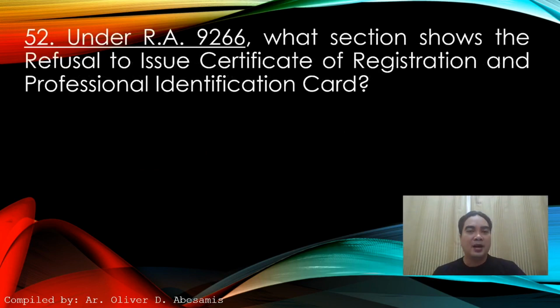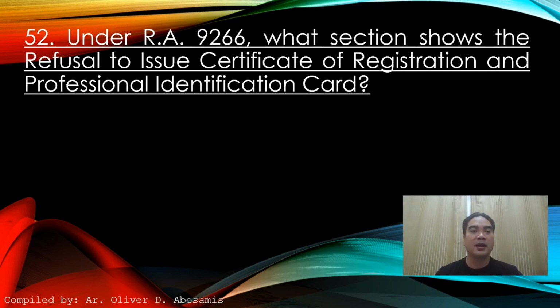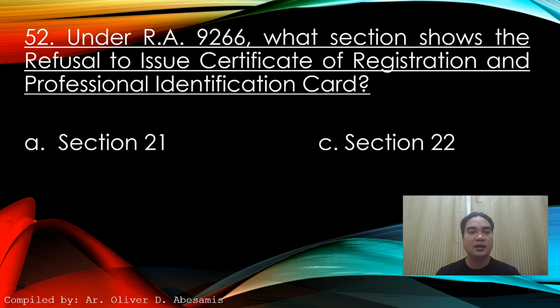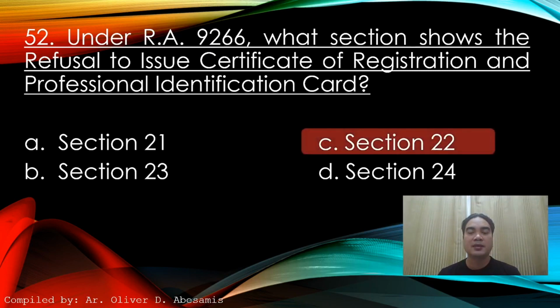52. Under RA 9266, what section shows the refusal to issue certificate of registration and professional identification card? Again, under RA 9266, what section shows the refusal to issue certificate of registration and professional identification card? A. Section 21. B. Section 23. C. Section 22. And D. Section 24. Answer? C. Section 22.